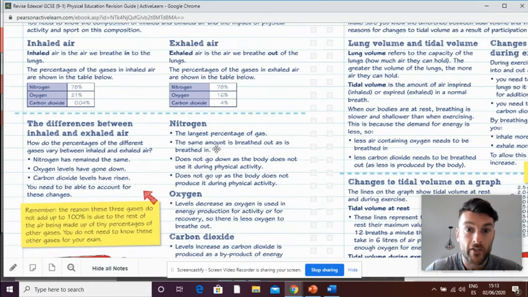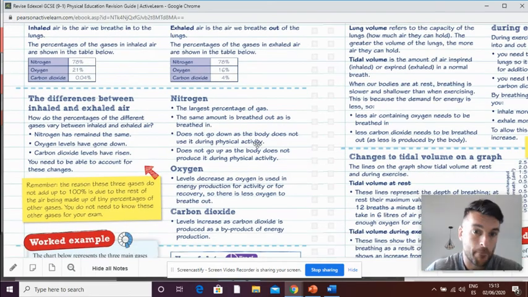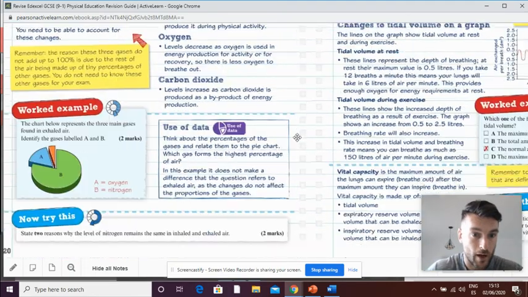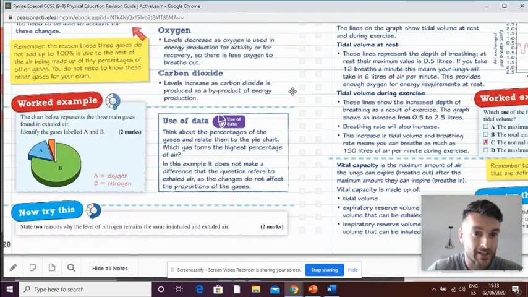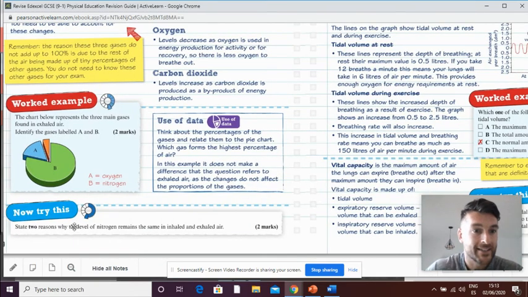So the nitrogen, the largest percentage of gas, the same amount is breathed out as is breathed in. Just we don't use it, as we just said. You've got to be able to recognize these figures. Okay, so state two reasons why the level of nitrogen remains the same in inhaled and exhaled air. The level of nitrogen remains the same because it is not being used by the body, and therefore we breathe in the same as we breathe out.